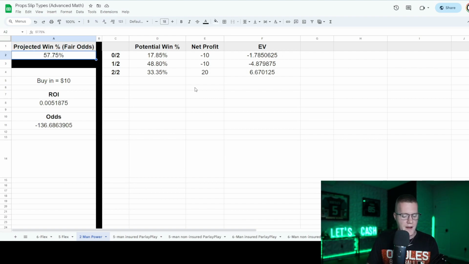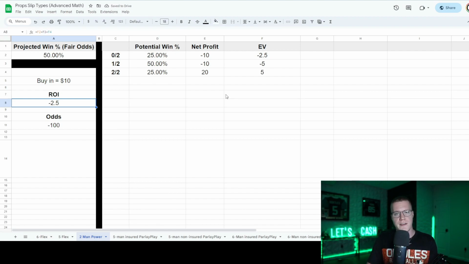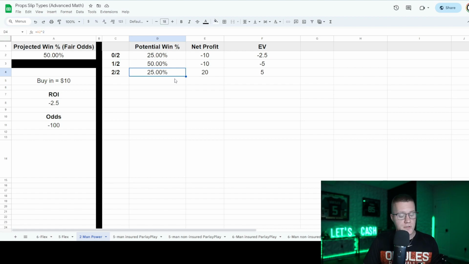Say for a 2-man power, I hit at a 50% hit rate. Obviously, I'm going to lose money long term. Nobody playing at or slightly above 50% is going to be a profitable long-term bettor, right? And the way that we determine that is by hitting at a 50% rate. On average, we're only going 0 of 2 25% of the time, 1 of 2 50% of the time, and 2 of 2 25% of the time. But that's not enough to outweigh the plus EV value that you would get in profitability in the long term.